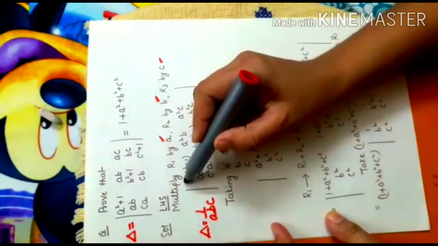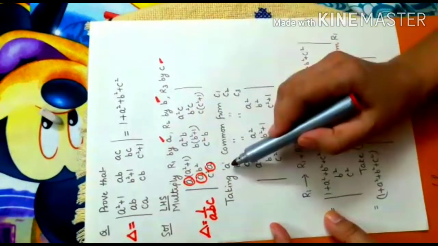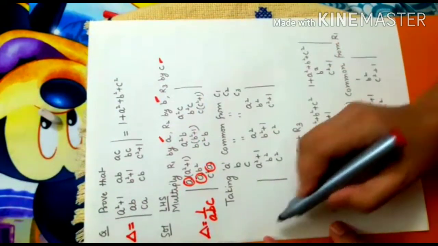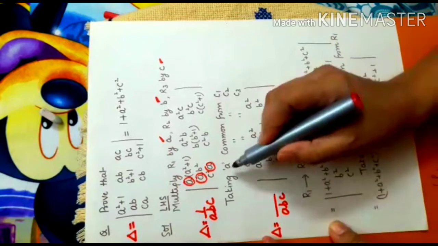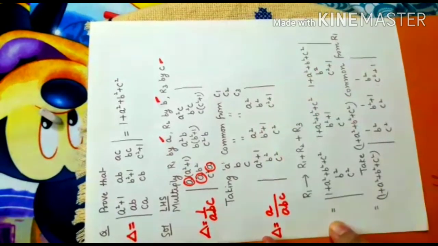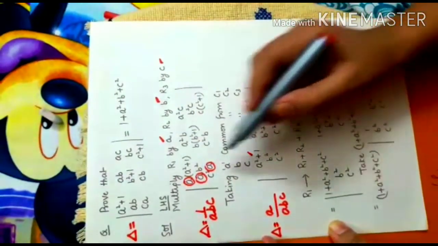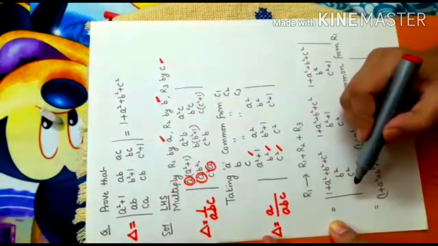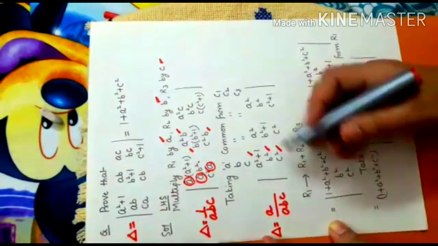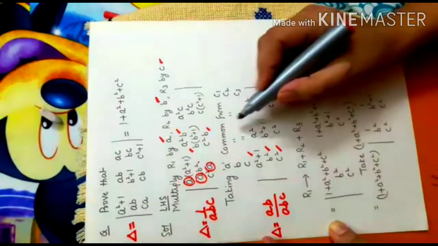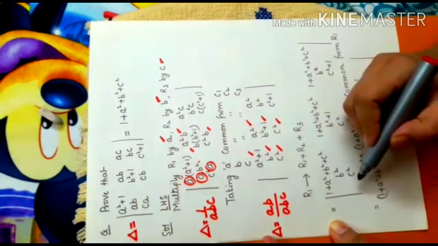Now you can see that from the first column I can take a outside. So I'll take the common factor a from the first column. So the first column will become a square plus 1, b square, c square. Similarly, from the second column, I can take the common factor b outside. So the second column will become a square, b square plus 1, c square.